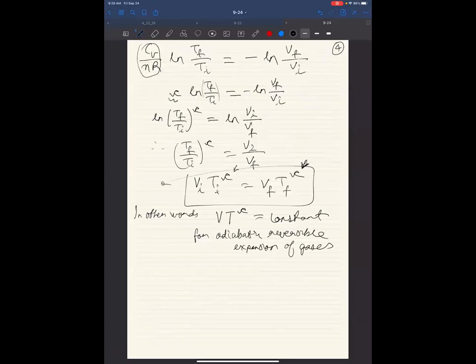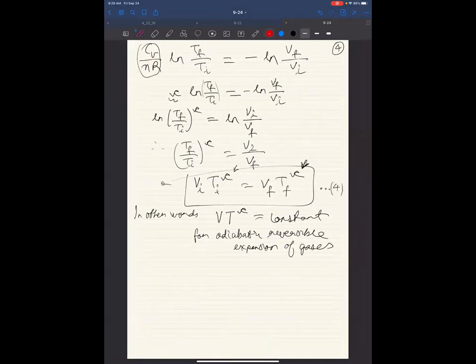Okay, so now we derived how the volume and temperature change during an adiabatic process. A similar question can be asked for how the pressure changes during an adiabatic process, right? So this tells us how the temperature changes as you are changing the volume. Let's number this equation. Let's call this equation number 4.